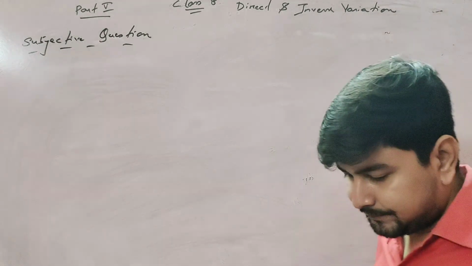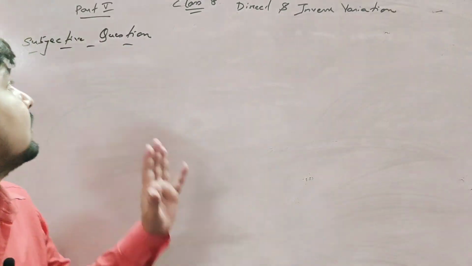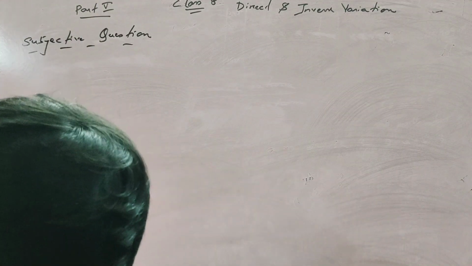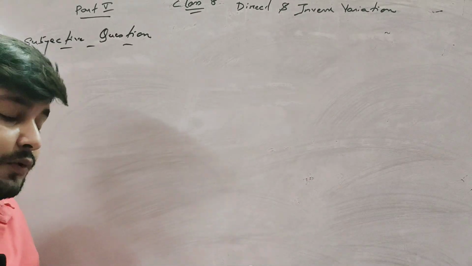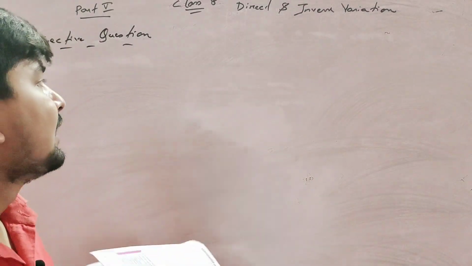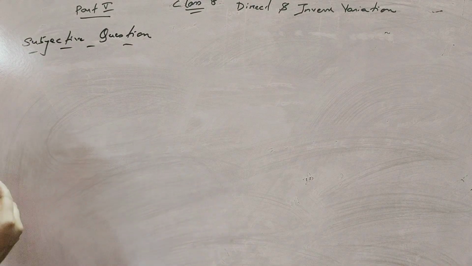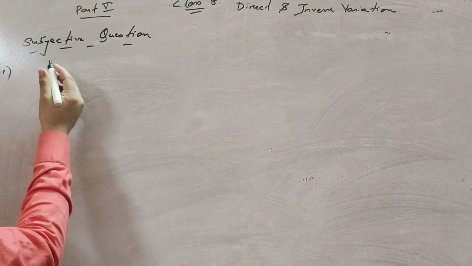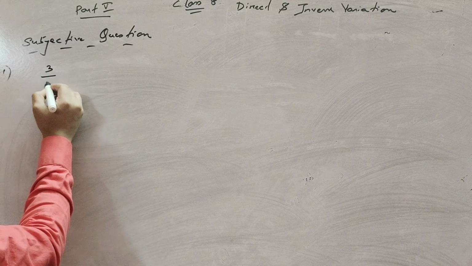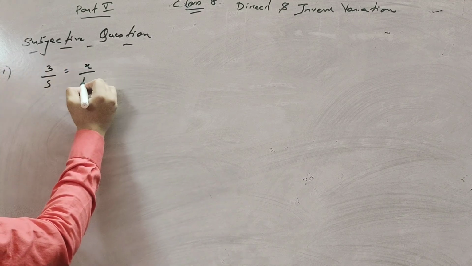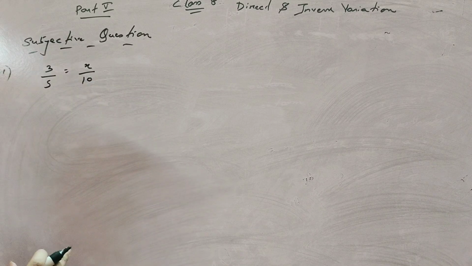Okay, good morning class. Today we start our part 5 video from direct and inverse variation, and it's now time for the subjective questions, because in the last class we did the multiple choice question review, and this is time for subjective questions. The first question is, find the value of x: 3 upon 5 equals x upon 10. Calculate the value of x.